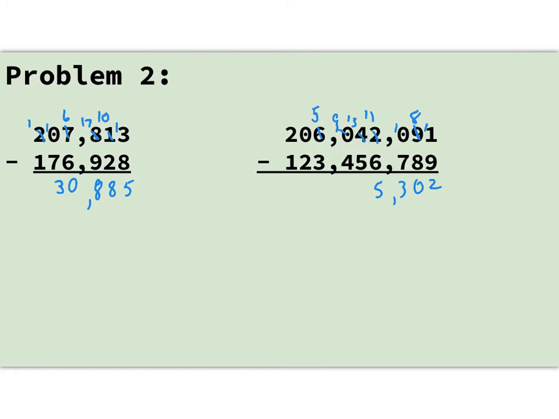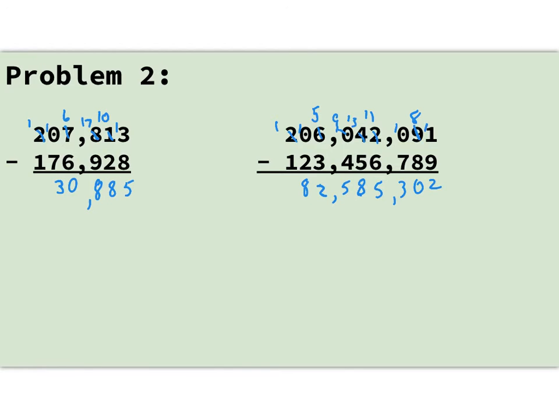And this is getting kind of sloppy, but 13 minus 5 is 8. 9 minus 4 is 5. 5 minus 3 is 2. 10 minus 2 is 8. And that's the difference in these two numbers.